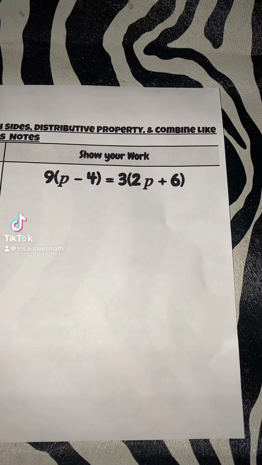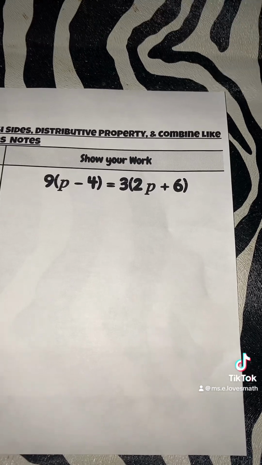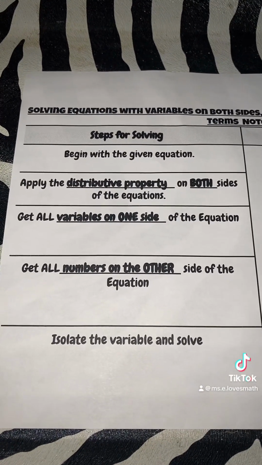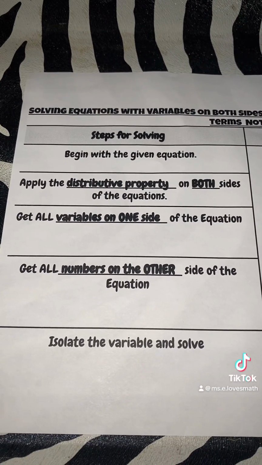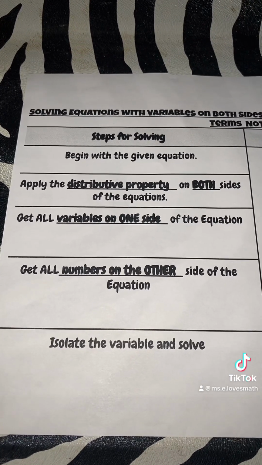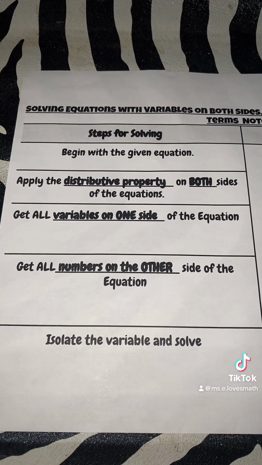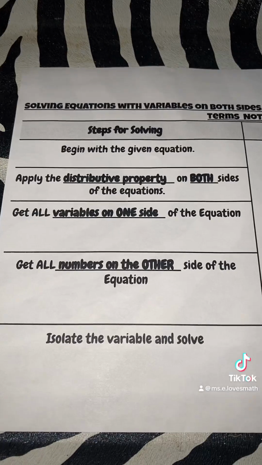Solving equations with variables on both sides, and distributive property on both sides. These are the steps we are going to follow. First, we are going to apply the distributive property to both sides of the equation. Then we will move all the variables to one side. We will get all the numbers to the other side, and then we will isolate the variable and solve.